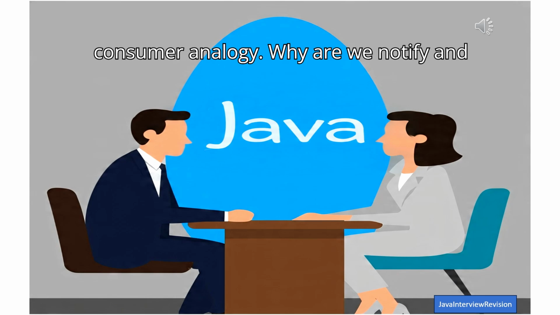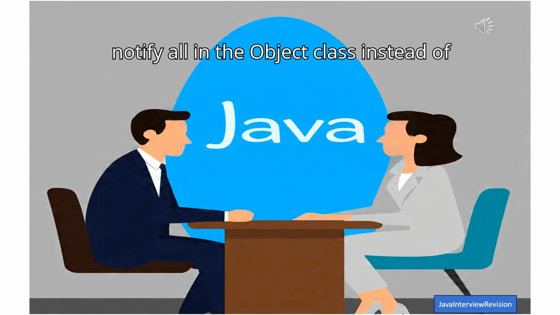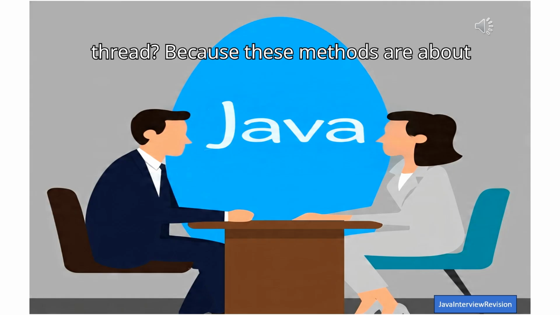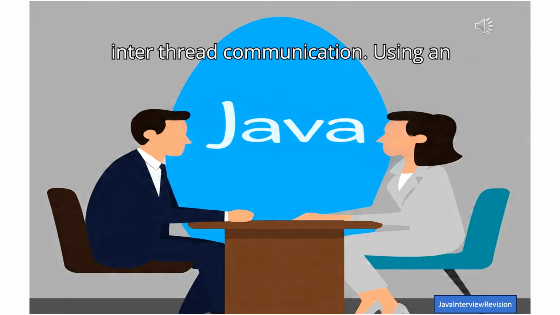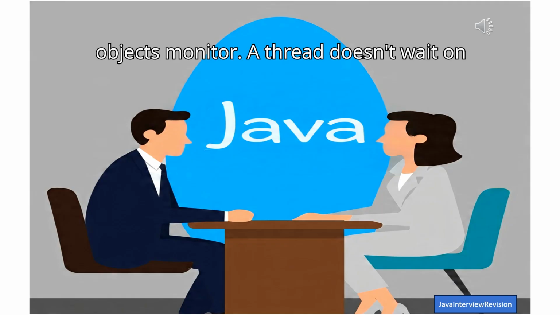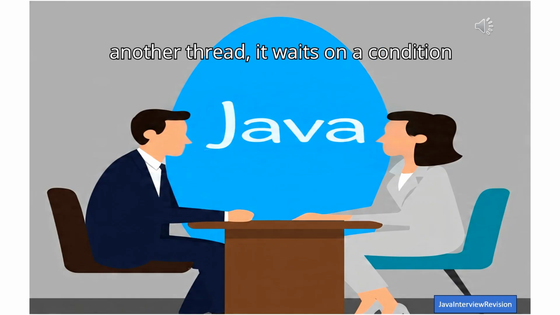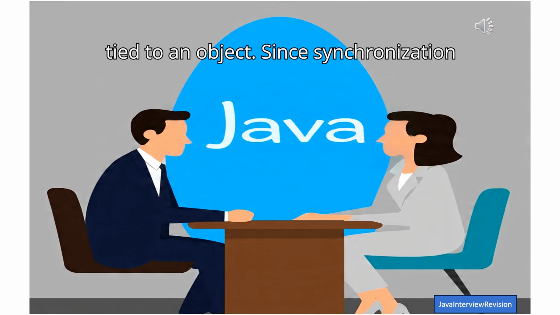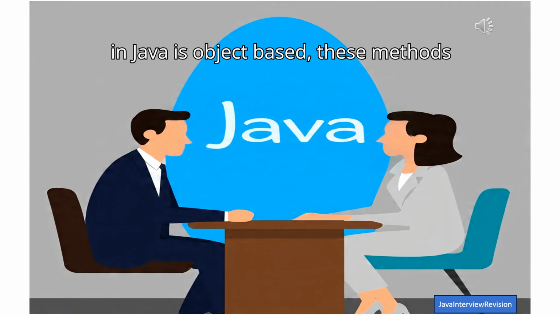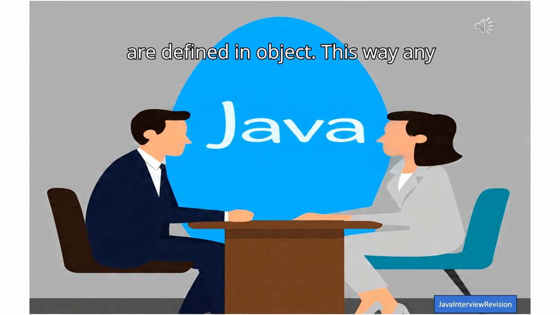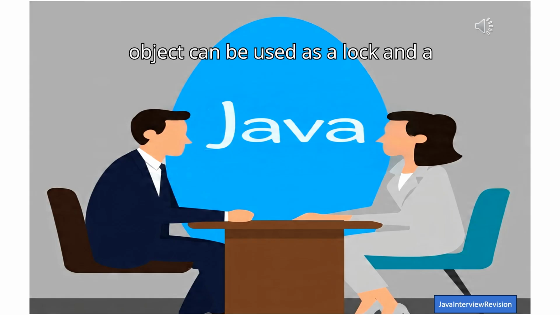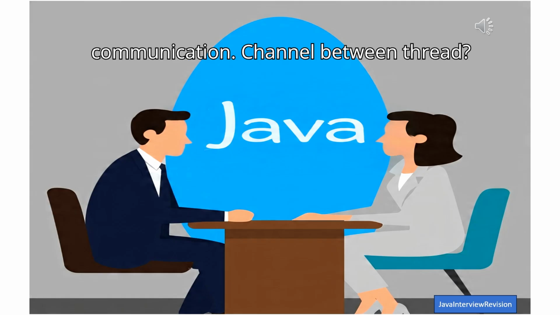Why are wait, notify, and notifyAll in the Object class instead of Thread? Because these methods are about inter-thread communication using an object's monitor. A thread doesn't wait on another thread. It waits on a condition tied to an object. Since synchronization in Java is object-based, these methods are defined in Object. This way, any object can be used as a lock and a communication channel between threads.